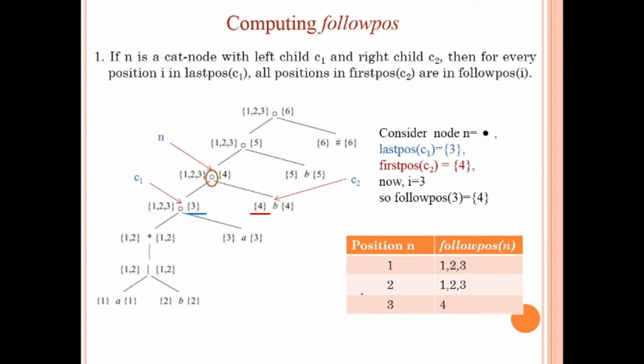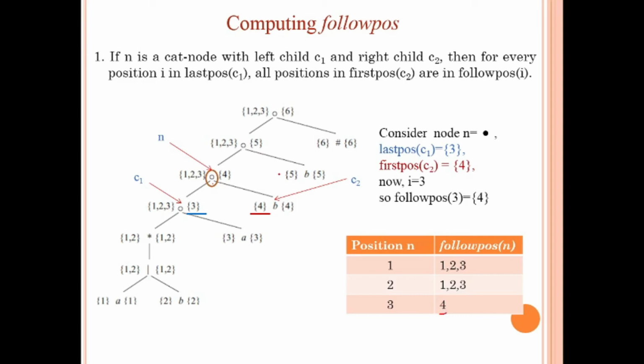Moving ahead, again the same rule applies. For this concatenation node, we again require the last position of C1, which is 3, and the first position of C2, which is equal to 4. Now here we'll take I from the last position of C1. So the rule says that for the last position of C1 we pick I, and follow position of 3, that is I, will be equal to the first position of C2, that is the first position of B, which is equal to 4. So you can write follow position of 3 is equal to 4.